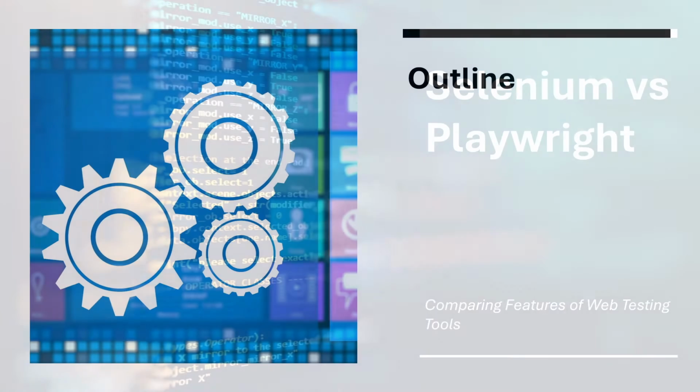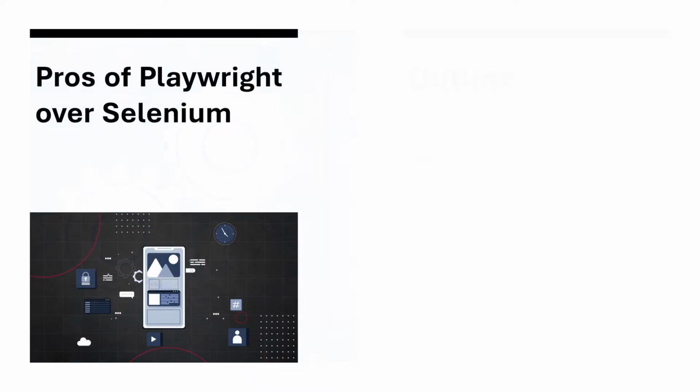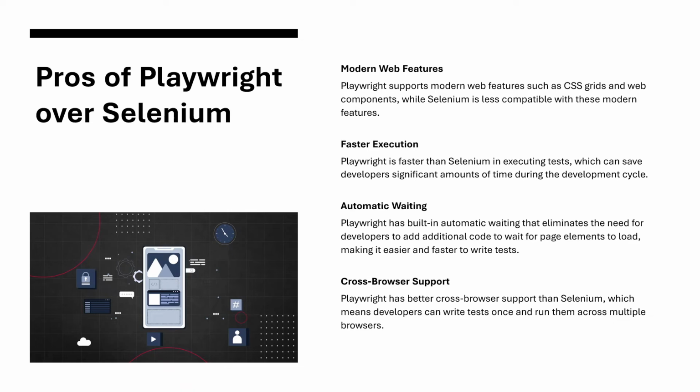Let's get started. So, our outline for today's talk is quite straightforward. It's to first go through the pros and cons of Playwright over Selenium, and then do the same for Selenium over Playwright. So let's walk through the pros of Playwright over Selenium. Playwright comes with modern web support features which are much better than Selenium. Playwright has faster execution. So if you are running test cases on Selenium, Playwright will outperform them and take less time.